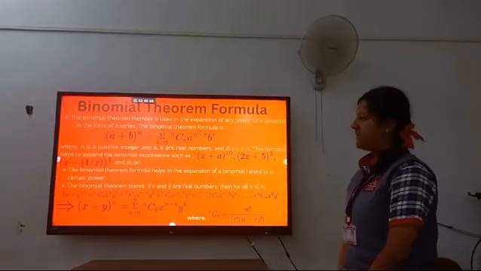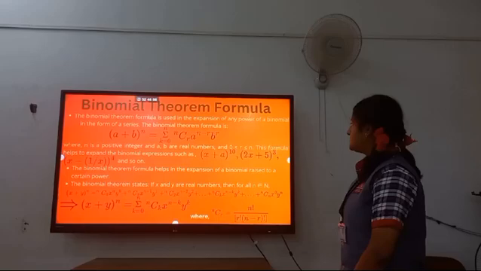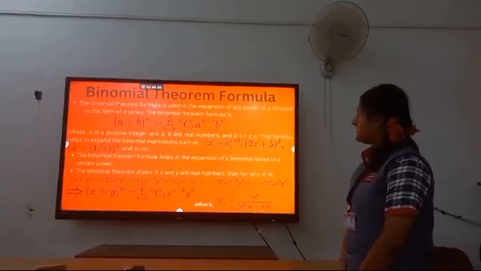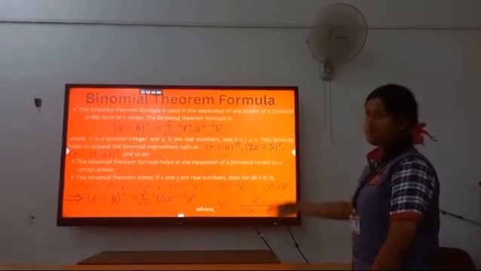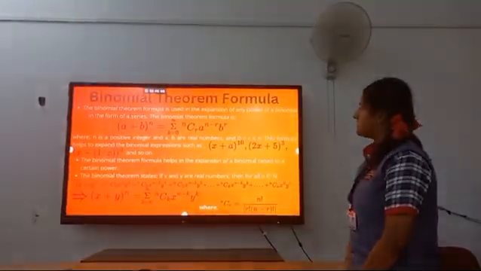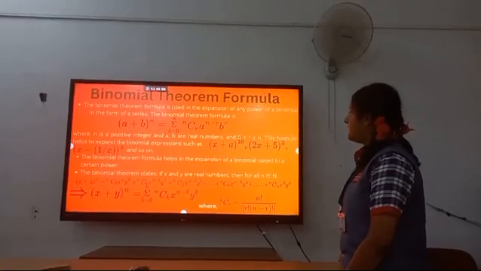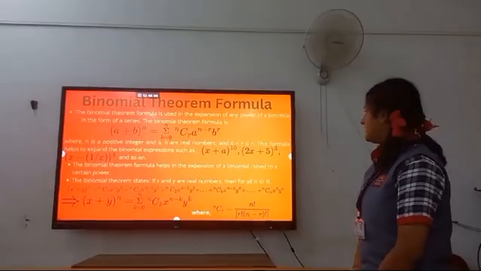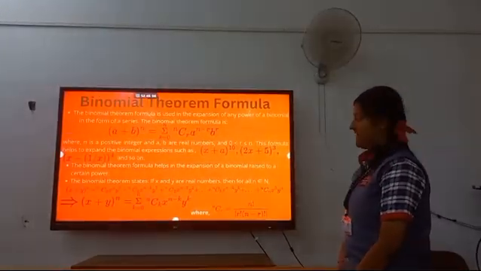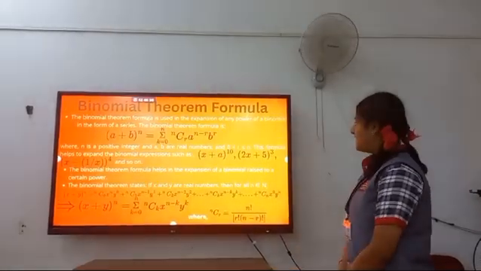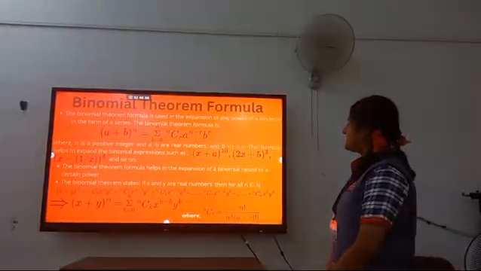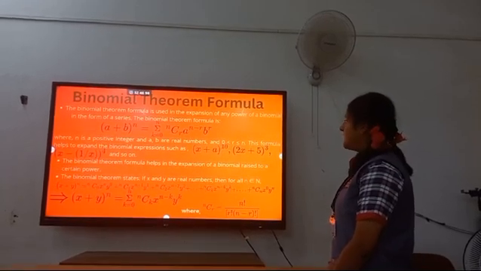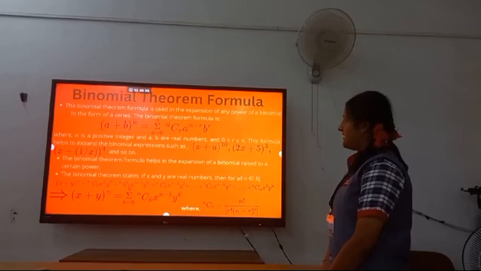Binomial theorem formula. The binomial theorem formula is used in the expansion of any power of a binomial in the form of a series. The binomial theorem formula is as follows, where n is a positive integer, a and b are real numbers, and r ranges from 0 to n. This formula helps to expand expressions such as (x + a)^10, (2x + 5)^3, (x - 1/x)^4 and so on.